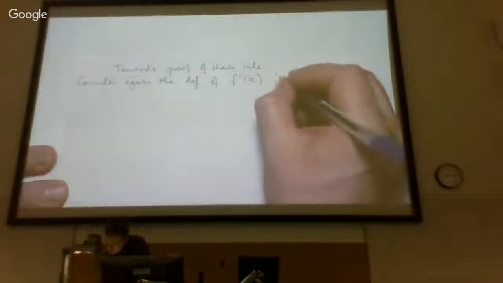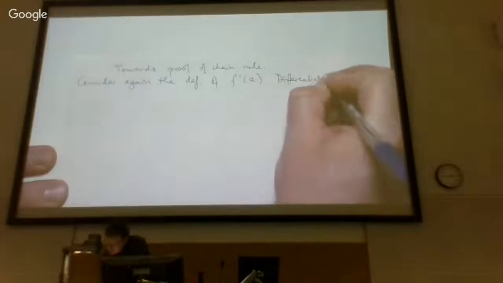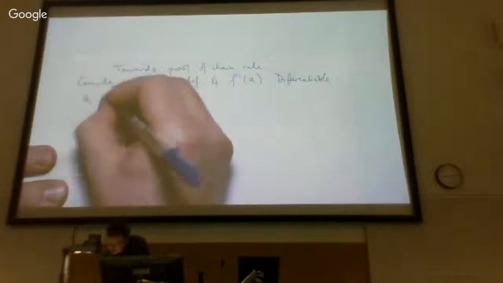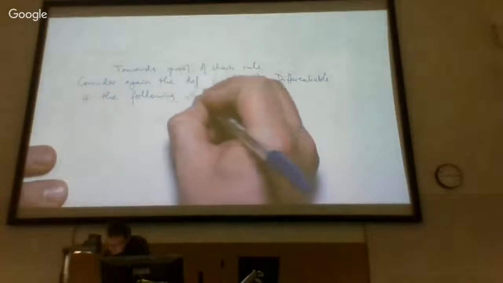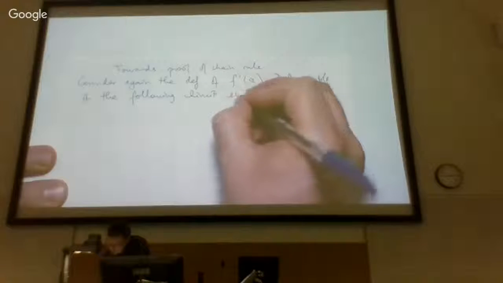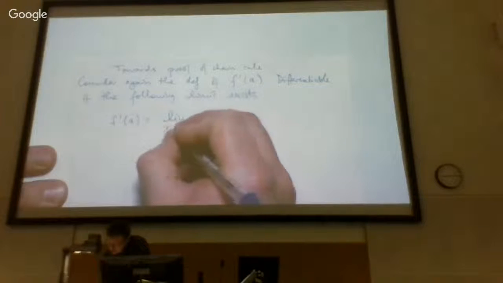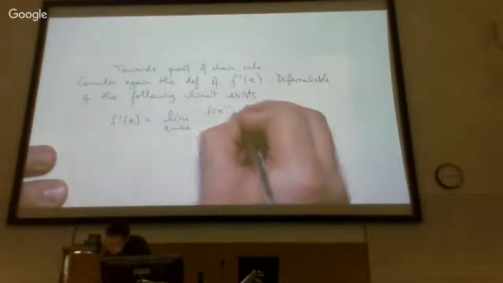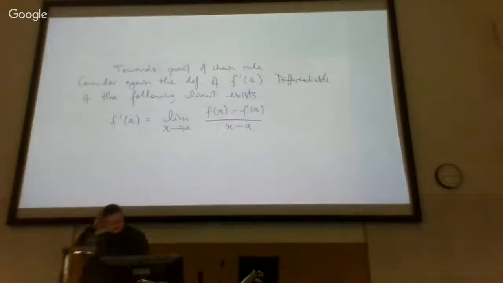Well, it was differentiable if the following limit exists. So this was the definition of the function being differentiable at a. If the following limit exists, then we say it's differentiable at a, and the value of the limit is the value of the derivative. Okay, that was it there.